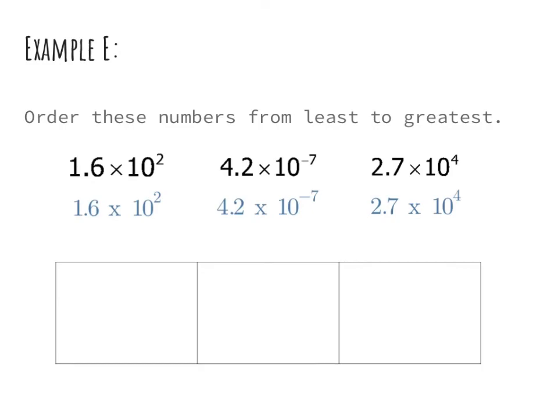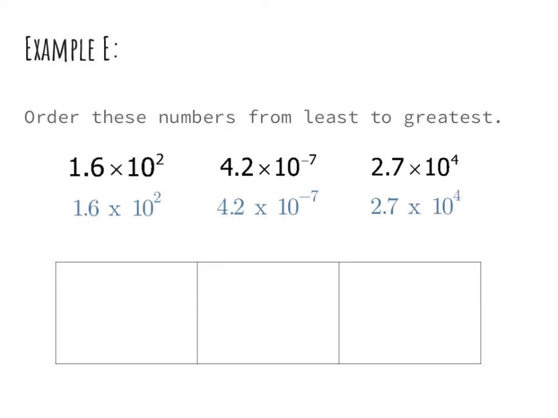So here we are at example E, and example E says order these numbers from least to greatest. Well, good news. I could take all of these numbers and I could start moving decimals left and right and lining up really large and really small numbers with all of their decimals and trying to figure out which one is the largest. Or I can use that trick I just learned about looking at the exponents. So that's what I'm going to do here since all of the base numbers are different.